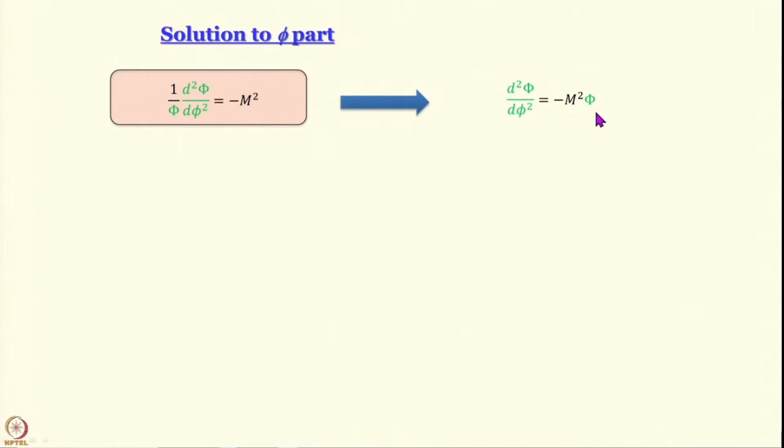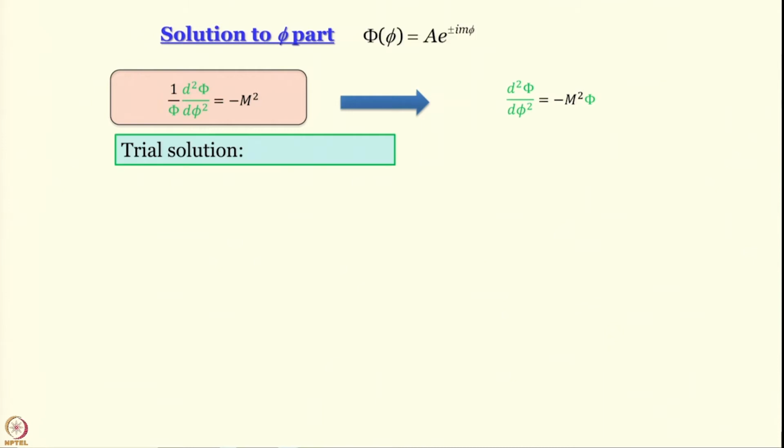Okay. What is the solution to this? Let us use the trial solution. The trial solution we will use is phi equal to A e to the power plus minus I m phi. Now, one might say that the most general solution is actually a1 e to the power I m phi plus a2 e to the power minus I m phi. Why are we not taking that solution? Why are we taking this?